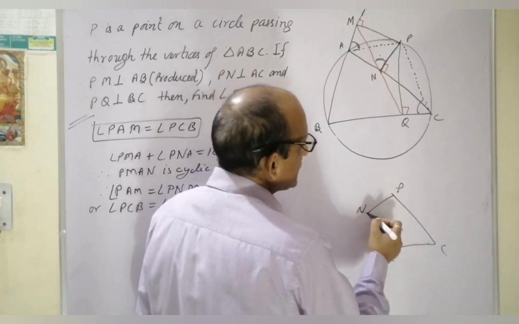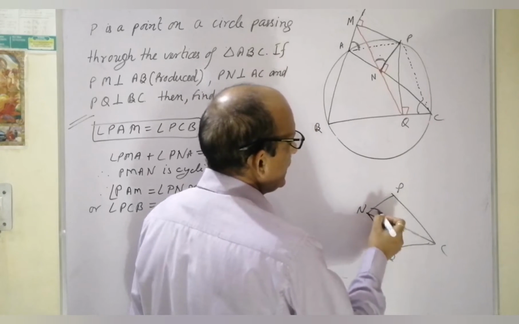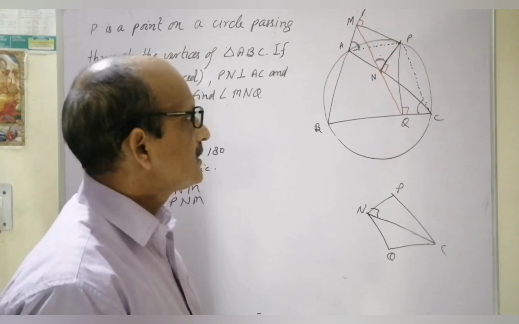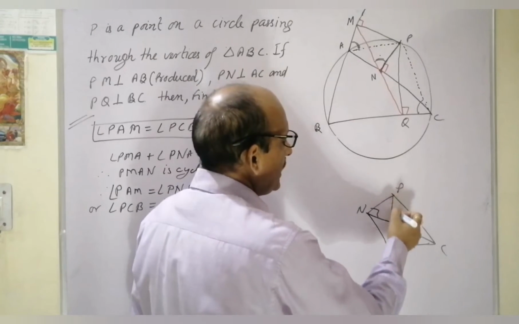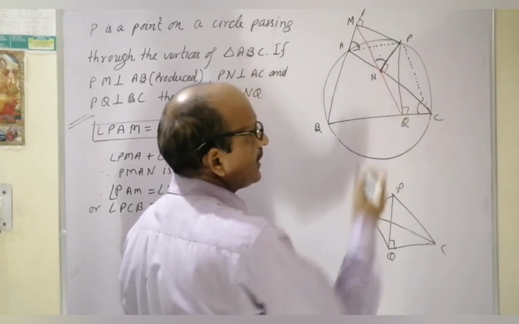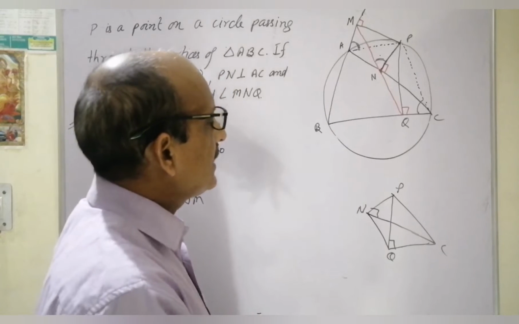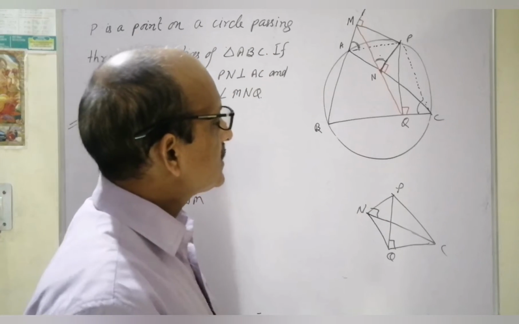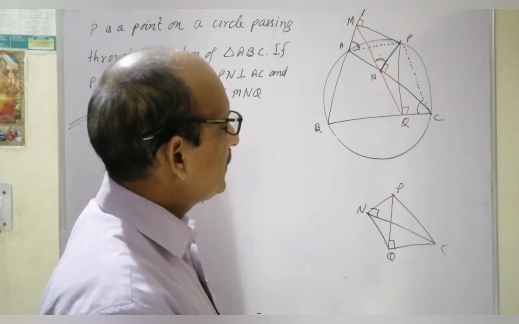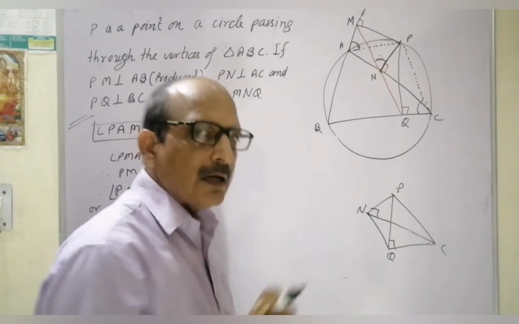What is angle PNC? That is 90 degrees. PNC is 90 degrees, and PQC is again 90 degrees, already given to us. Now we call a property.